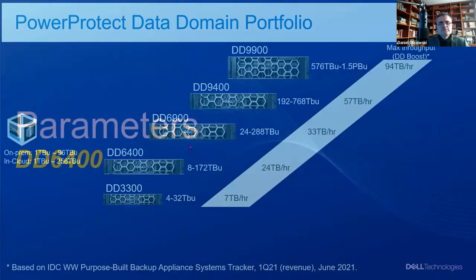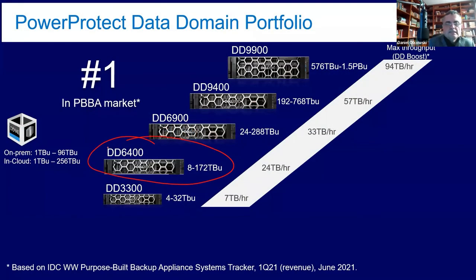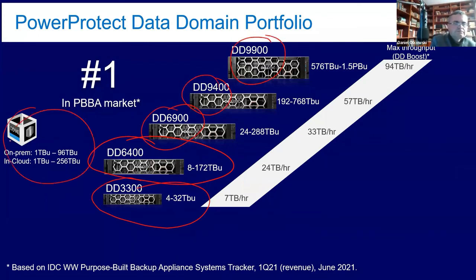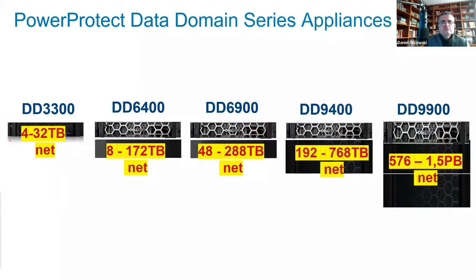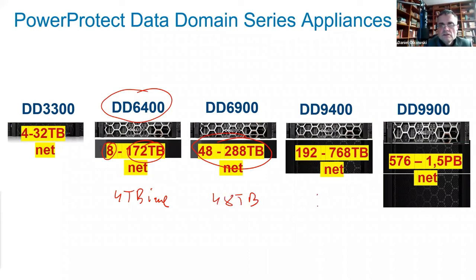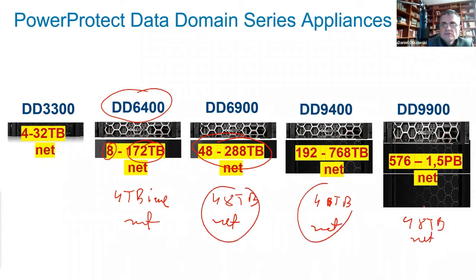Parameters of DD6400s. As I said, DD6400 is part of the family of Data Domains: DD3300, 6900, 9400, 9900s. And of course, we have Data Domain Virtual Edition as well. So let's look. First one, DD6400, the net capacity is from 8 terabytes to 172 terabytes with 4 terabytes increments. Here we have a little bit higher, but the increments are 48 terabytes. Here the increments are also 48 terabytes net, of course, net usable. So quite nice, quite well scalable, very flexible.